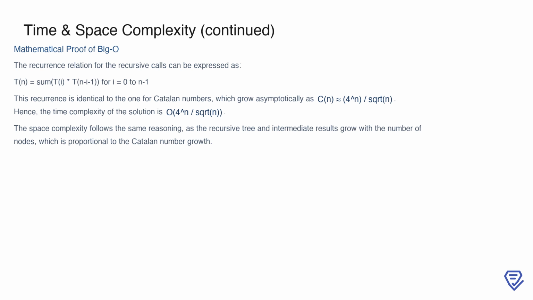This recurrence is identical to that of Catalan numbers, which grow asymptotically as 4 to the power of n divided by the square root of n. Consequently, the time complexity of the solution is O(4^n / sqrt(n)).